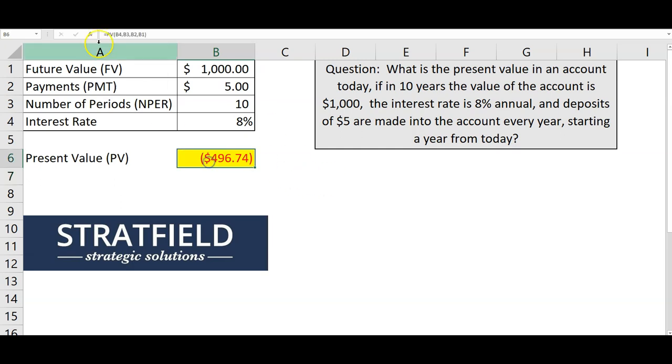You could, if you so chose, put a negative in front of the PV to change that to a positive present value if it helps you think about it that way. Either way, that would be the present value in dollars today of this cash flow and the lump sum at the end of the period. That's all there is to the PV function in Excel.